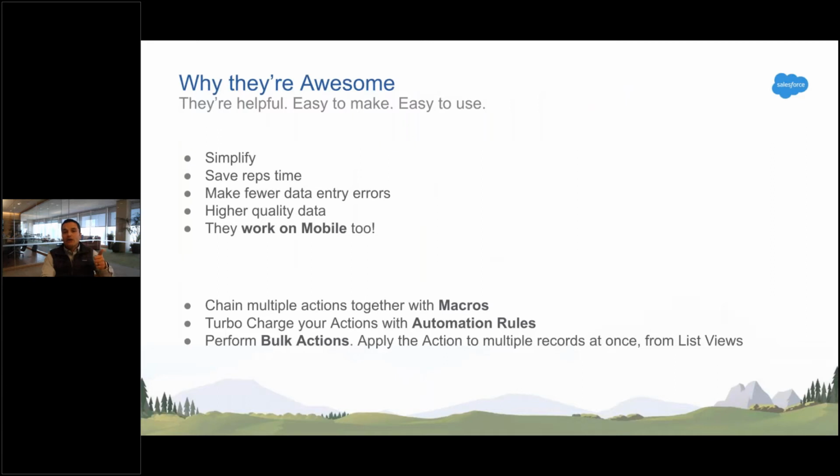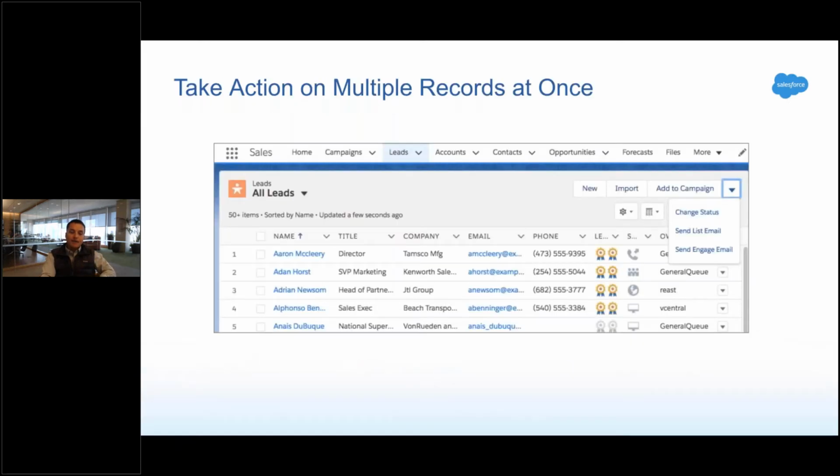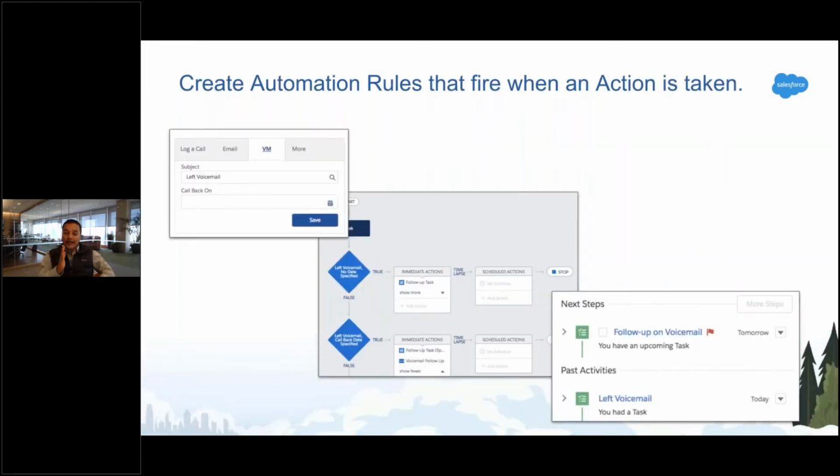They work on mobile, it saves people time, you get better data quality, and these actions can be used with macros, so you can team them together and create powerful automations. Or I can go to a list view and perform an action on all of these things at once. I'll show you an example. So I can go to a list of leads and let's say put them all into a campaign or change the status of all of them because I have an action to do that. And this gets really powerful when you team it up with automation rules.